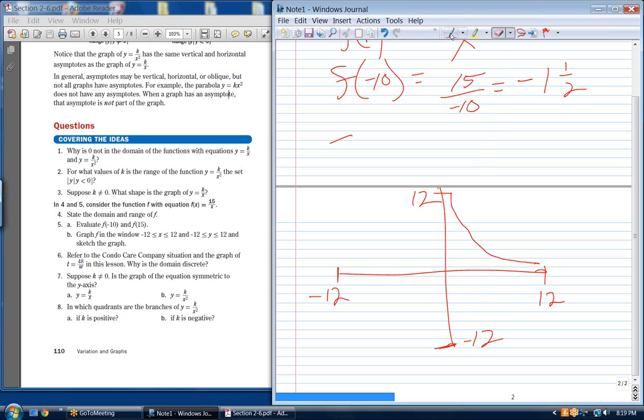Notice that symmetry about the origin is mirror that about the y-axis and then mirror it about the x-axis, and you have what you have when you have symmetry about the origin. In other words, symmetry about the origin is mirrored about x and then about y, both of them.